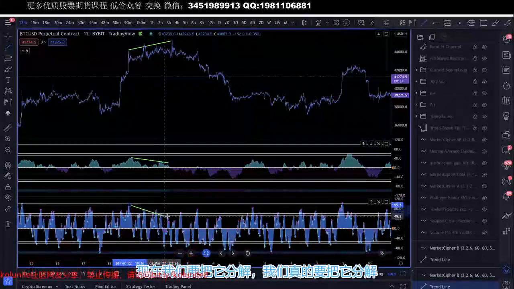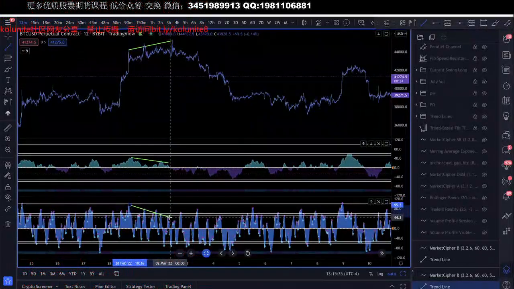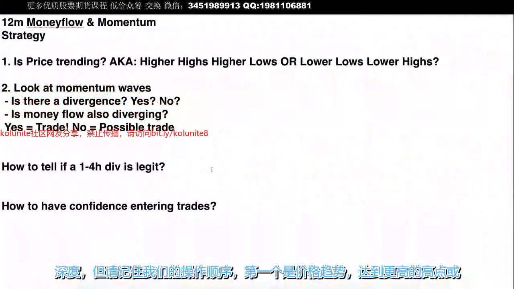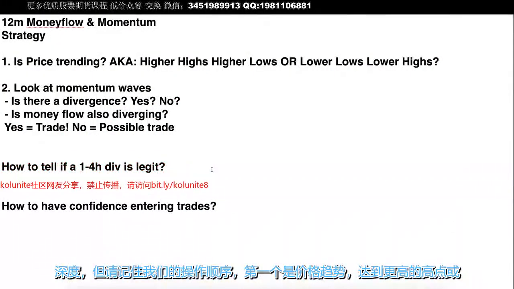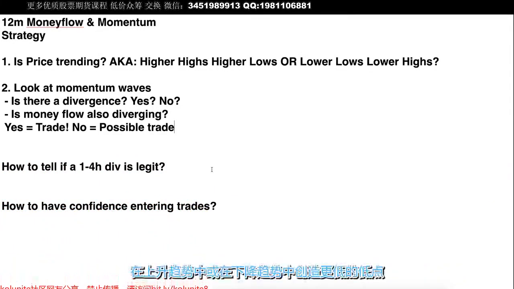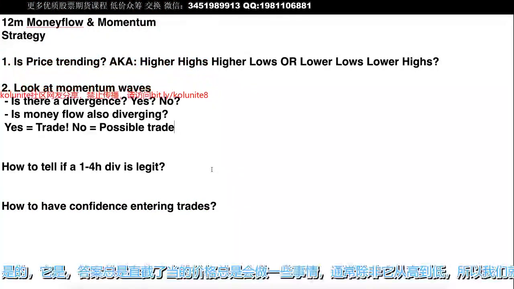Now we're going to break this down. We're really going to break this down in depth, but remember our order of operations, okay? Number one, is price trending, making higher highs in an uptrend, or making lower lows in a downtrend? Yes, it is. And the answer is always going to be yes, right? Price is always going to be doing something usually, unless it's literally ranging from high to low.